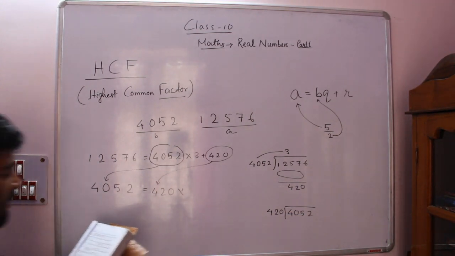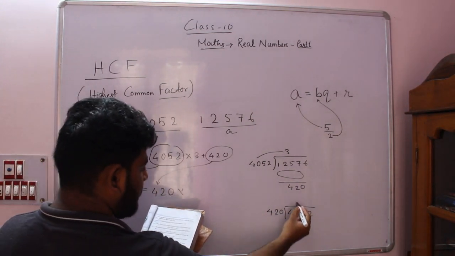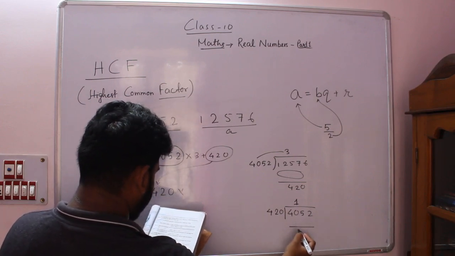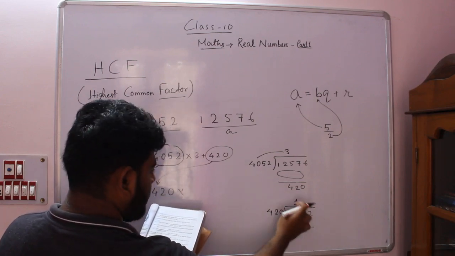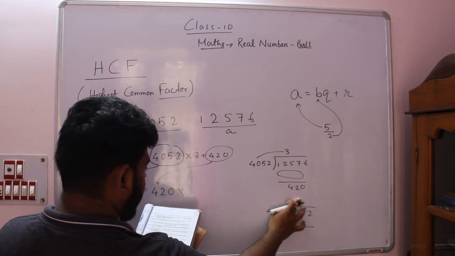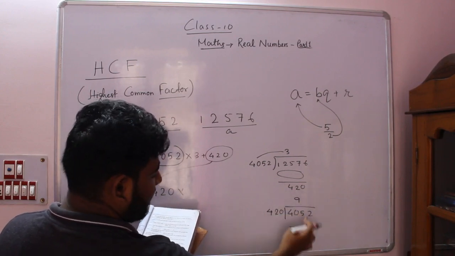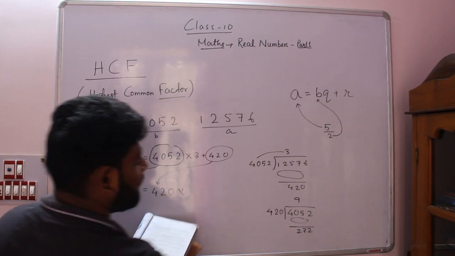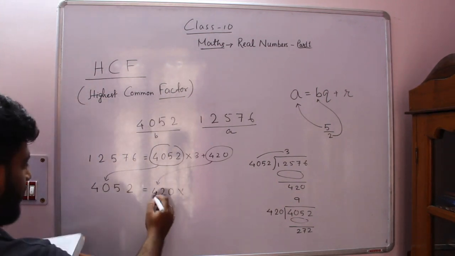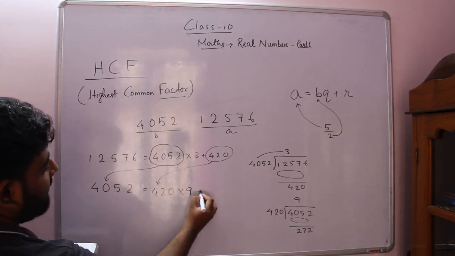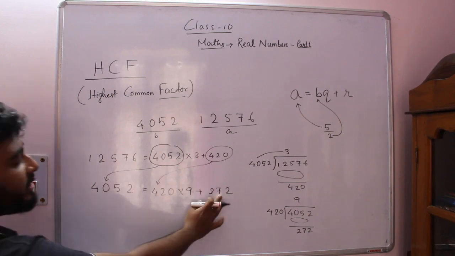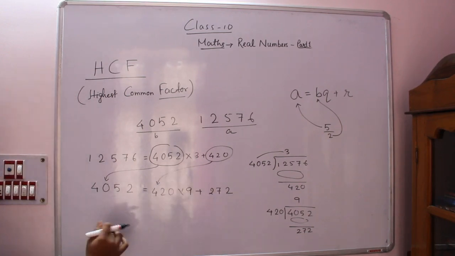So when you divide, we will get 420 ones are, and when you do this part, this will be 9. Whatever is the answer, here you will get the remainder as 272. So it will go with 9 plus 272. Again, is the remainder 0? No. So we have to do the same thing.